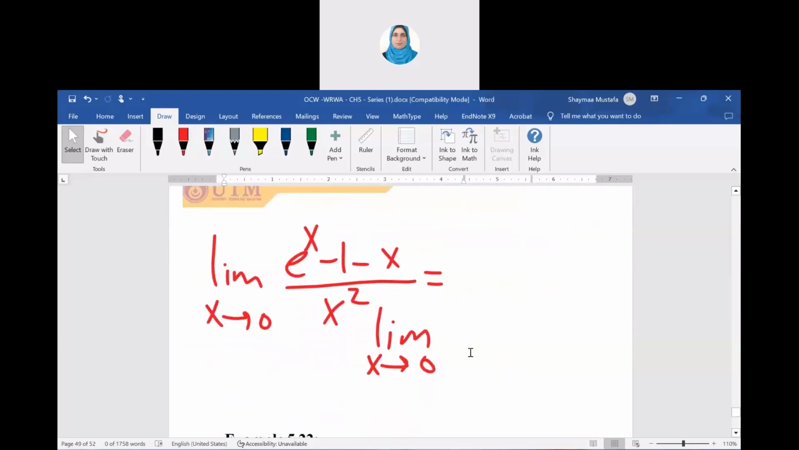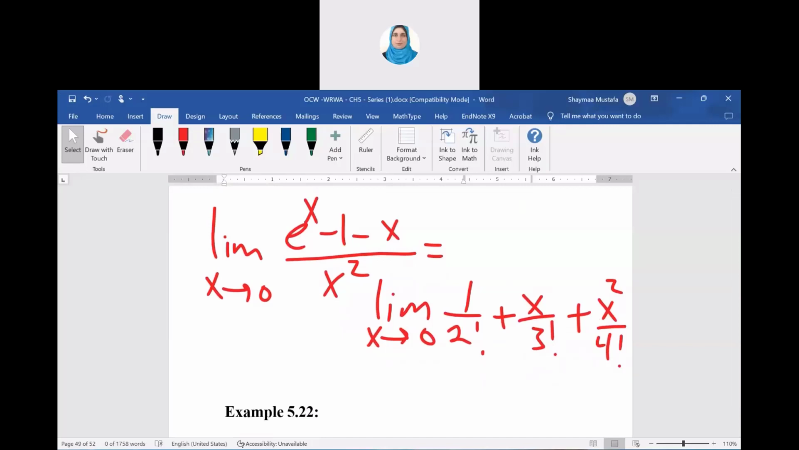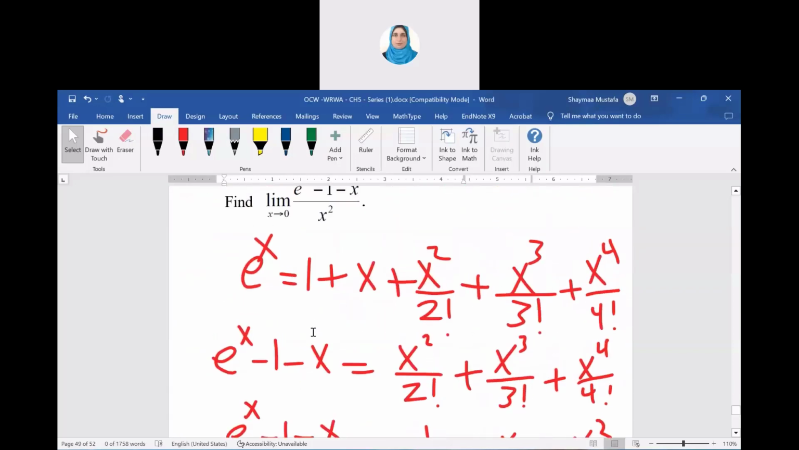1 over 2 factorial plus x over 3 factorial plus x squared over 4 factorial. So substitute x equal to 0. This term goes to 0, this term goes to 0. So the limit is equal to 1 over 2 factorial, which is 1 over 2. So the limit is 1 over 2.